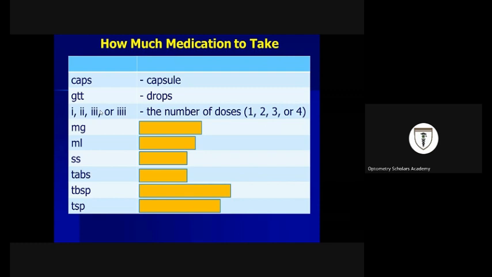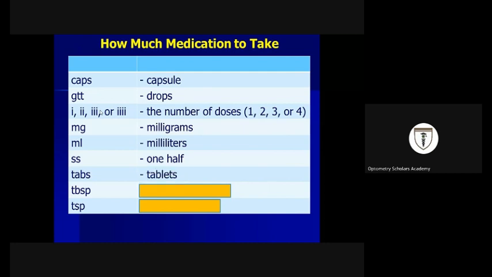So mg means milligram, ml means milliliters, ss means 1/2. We are talking about tablets. So tabs means tablets. TBSP means tablespoon, which is usually 15 ml. Then TSP means teaspoon, usually 5 ml.